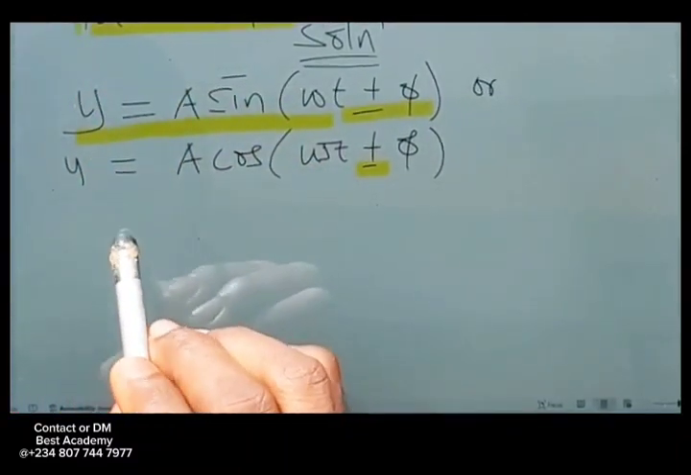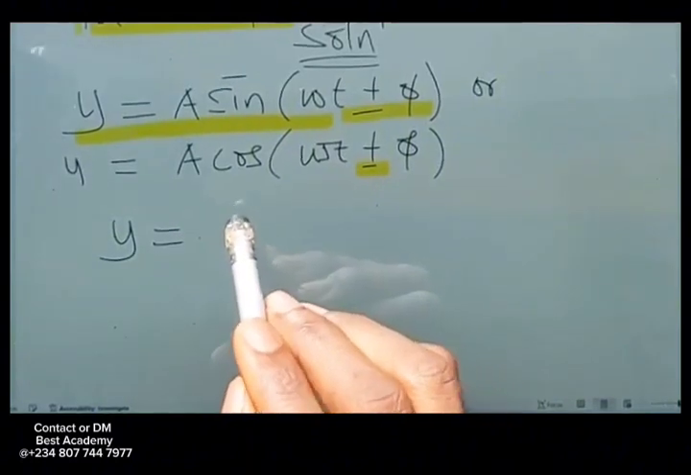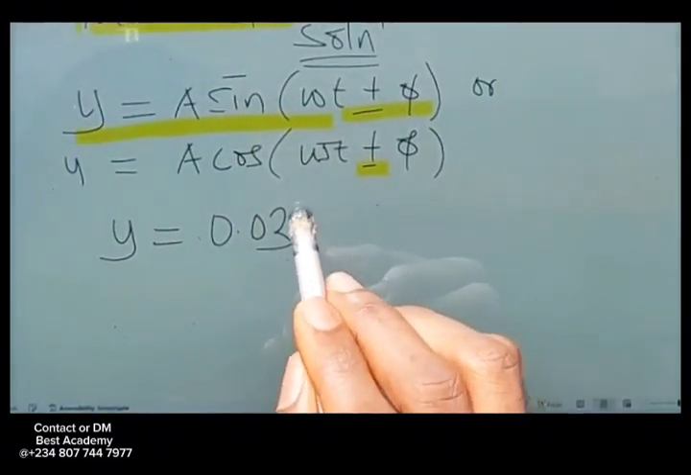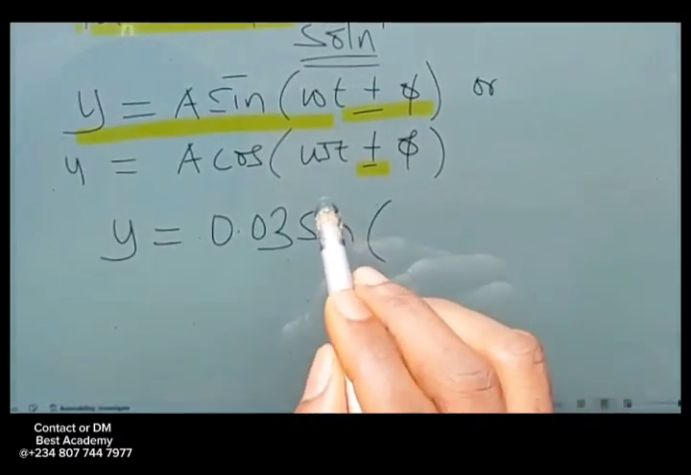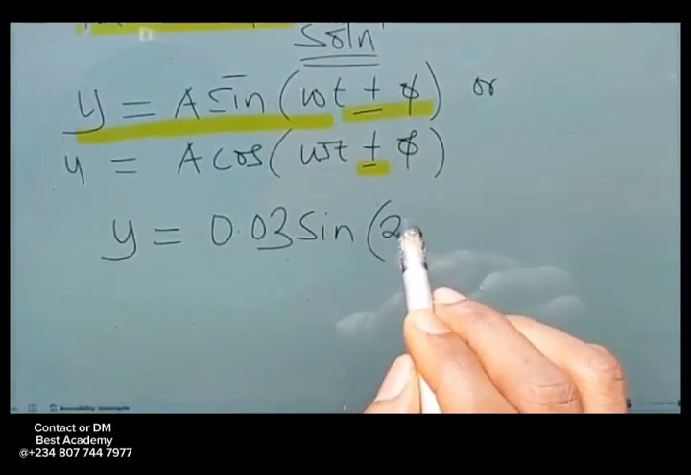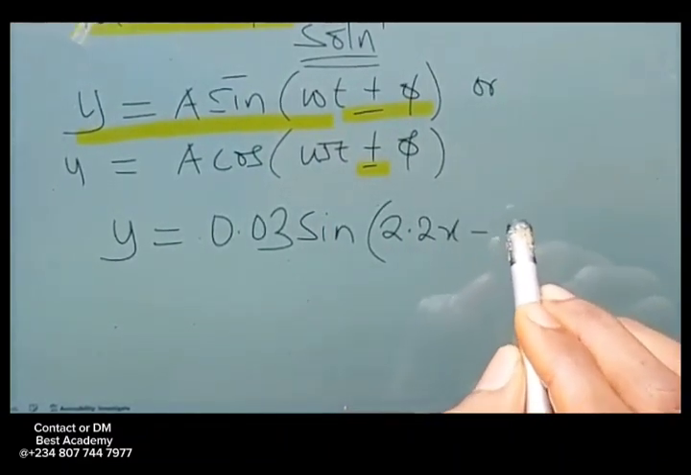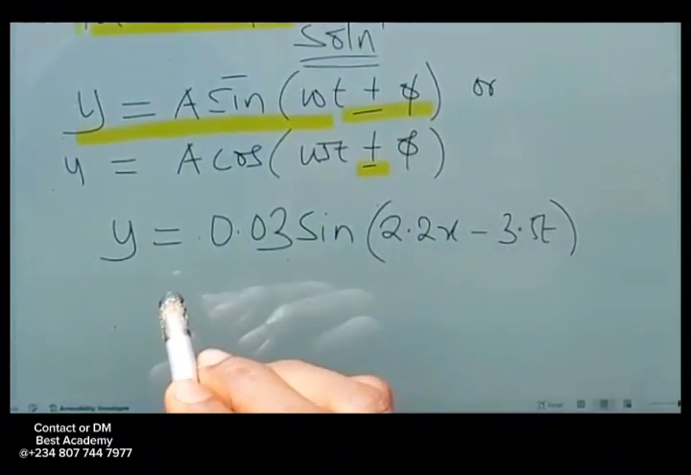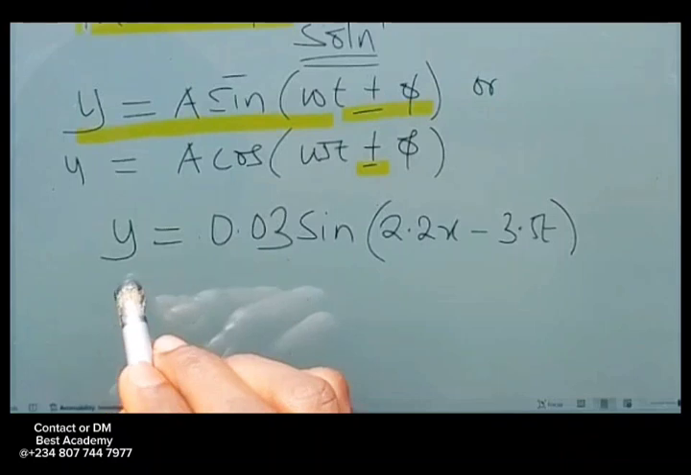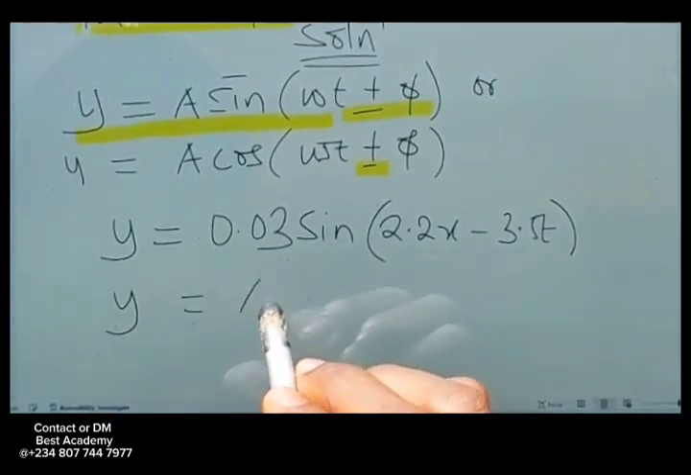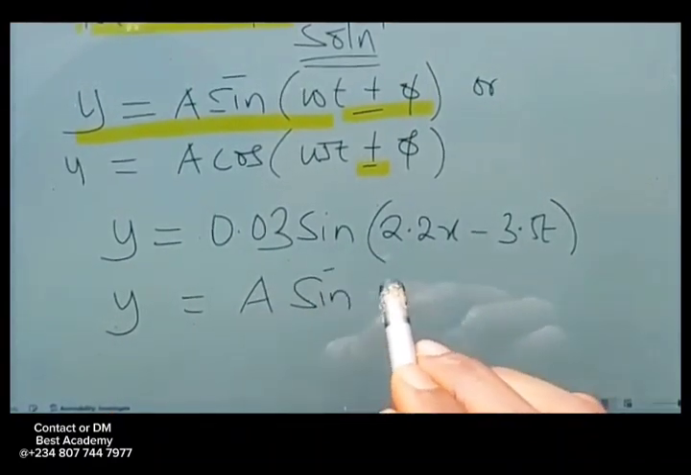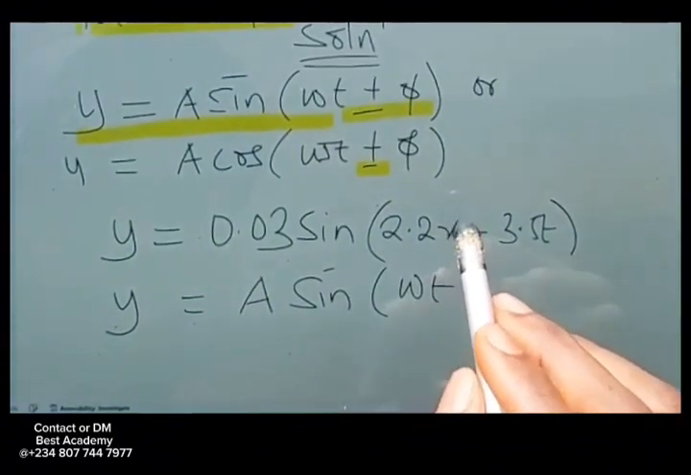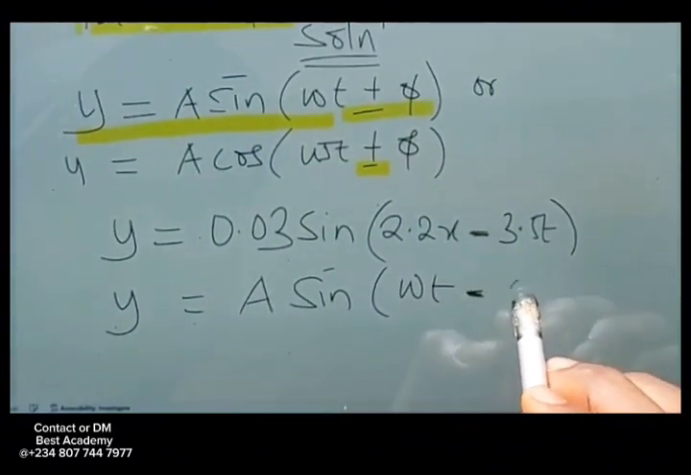That is y is equal to plus 0.03 sine of 2.2s minus 3.5t. So the standard equation, that means the standard is y is equal to a sine of omega t minus, I'm using minus because of the minus in the equation here, minus 5.